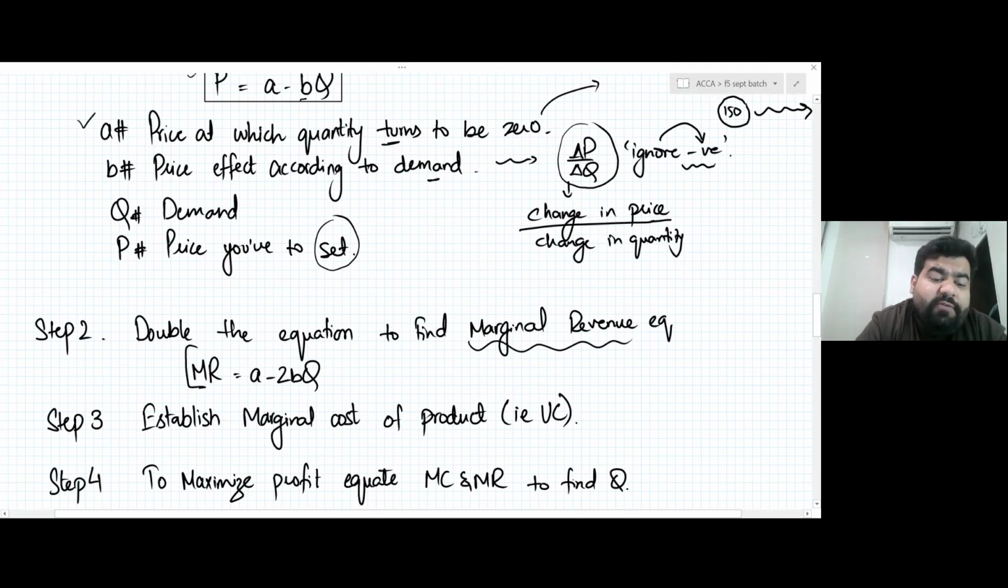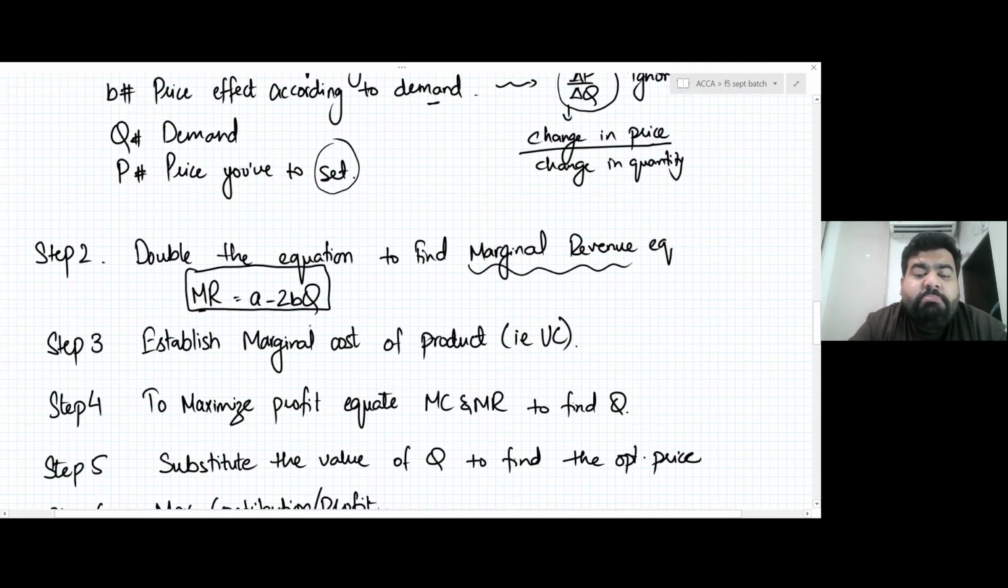So that's why the marginal revenue formula is to be learned by you. So P is equal to A minus BQ. Marginal revenue is equal to A minus 2BQ. After that, step 3, establish the marginal cost of the product.